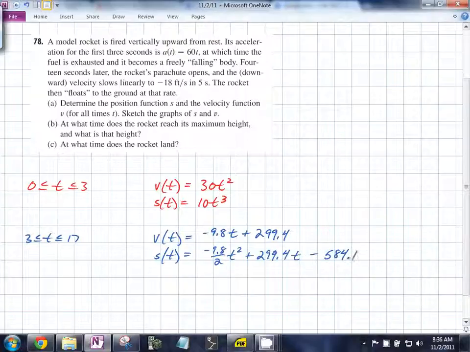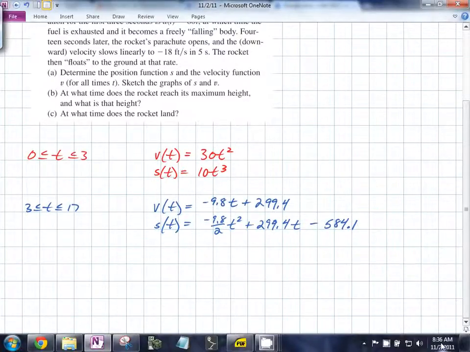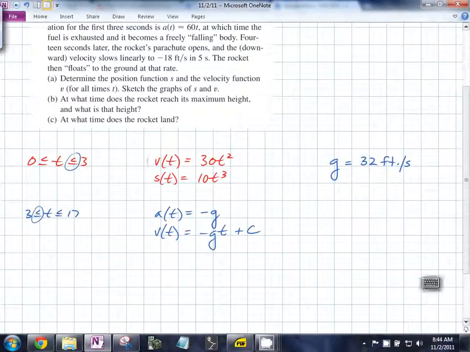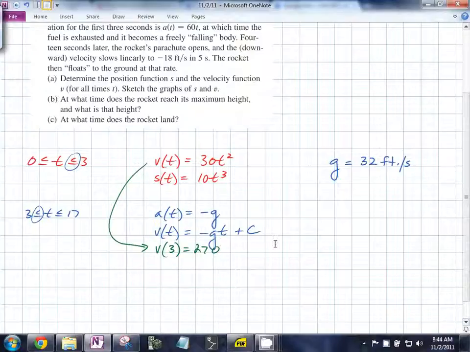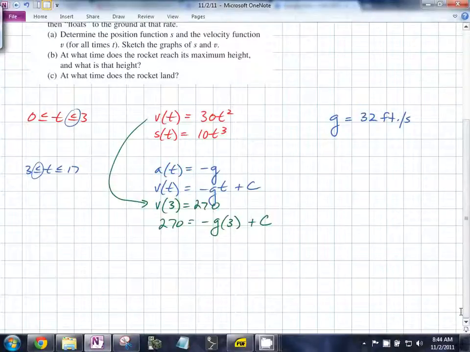84.1, is that correct? Okay, so before we go on, I just want to check one thing here. This is the velocity at the end of the last one. The v at 3 was equal to what? 270, exactly. So we know v of 3 is 270. So 270 is equal to negative g times 3 plus c, correct? If we do this out, negative g is negative 32, right? So we have 270 equals negative 32 times 3 plus c.